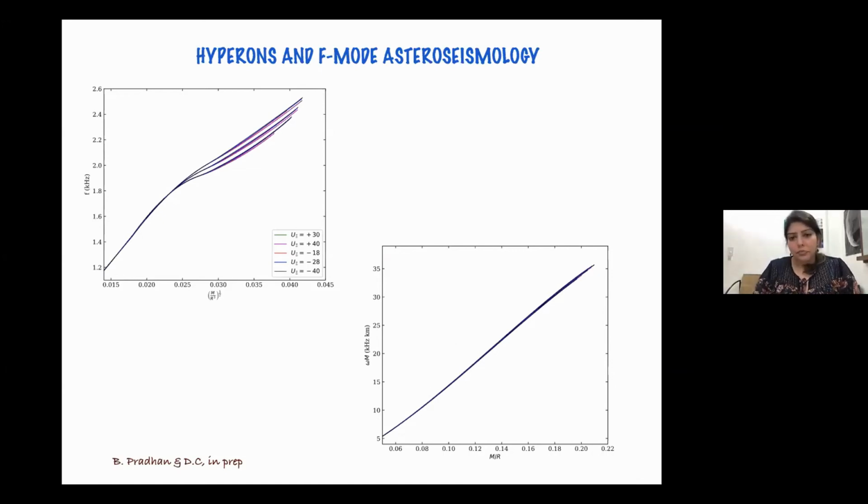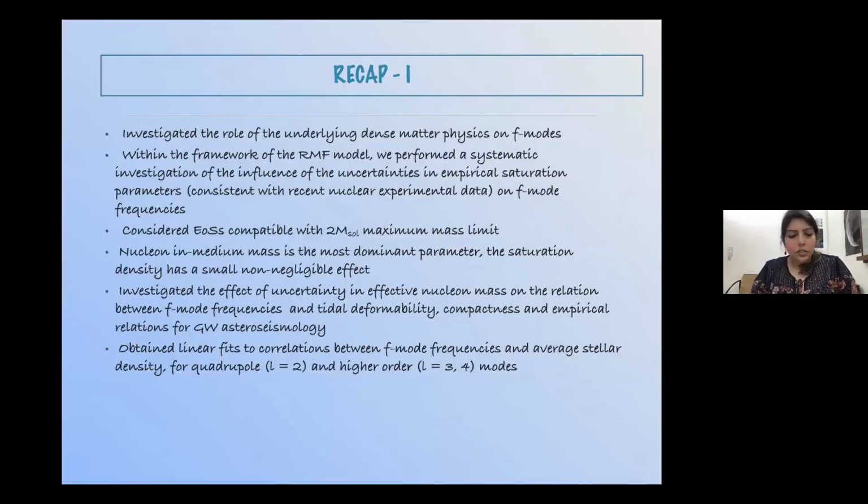So I think I am at the end of my talk. Let me recap my results. In the first part of the talk, I highlighted our work, which investigated basically the role of the underlying dense matter physics on F modes. What we did was, within the framework of the relativistic mean field model, perform a systematic investigation of the current uncertainties in the empirical saturation parameters, which are consistent with recent nuclear experimental data, in relation to F-mode frequencies.